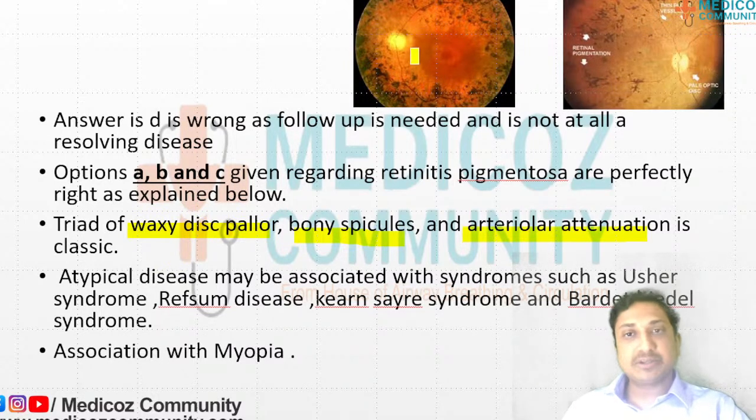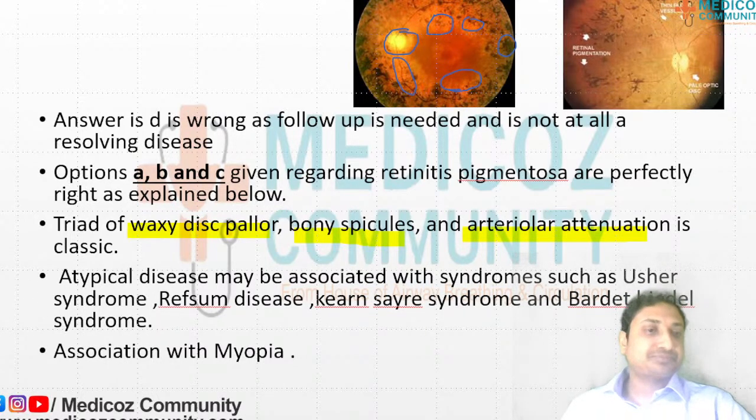Can you see in this figure that this is a pale disc? So waxy disc pallor along with, see, these are the lesions you can see. These are called bony spicules. Along with that, you can see these arteries are very thinned out. All the vessels and arteries are very thinned out.